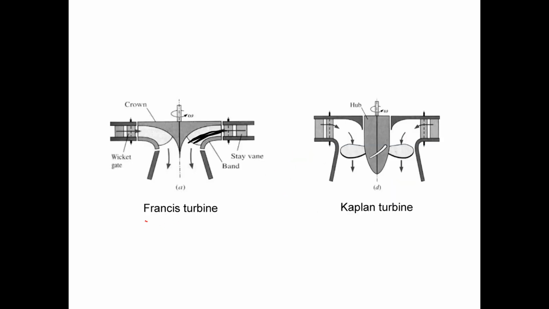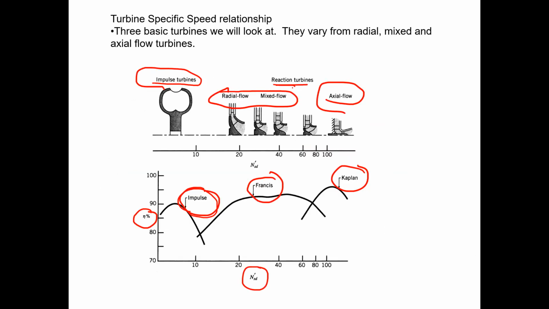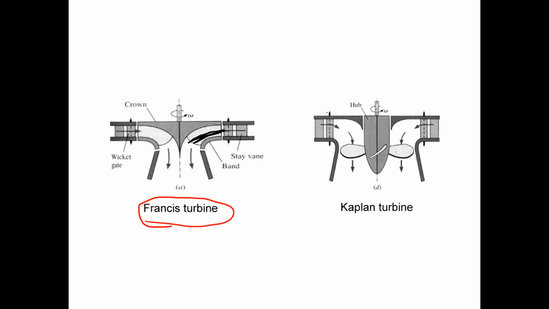Francis turbines, again, fall into the range of radial to mixed flow. So you can see that we have water entering into what's called a stay vane, and then the water hits the turbine blades in the radial and sometimes in a mixed flow direction, and as they come out, they get directed into the axial flow region.